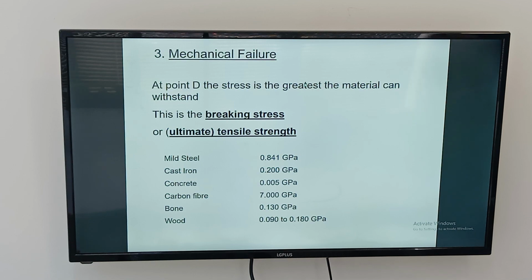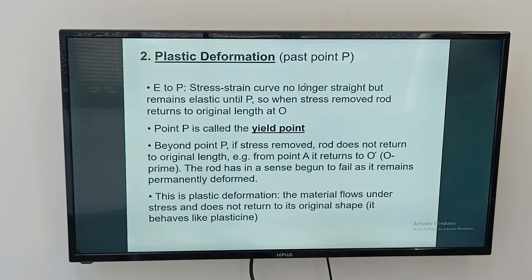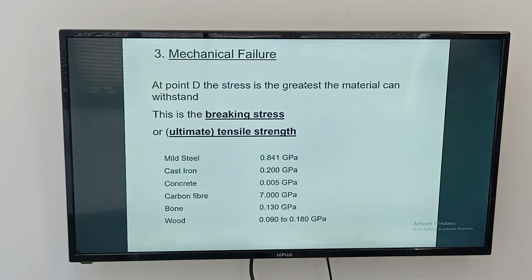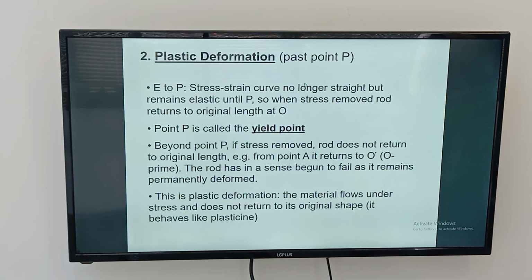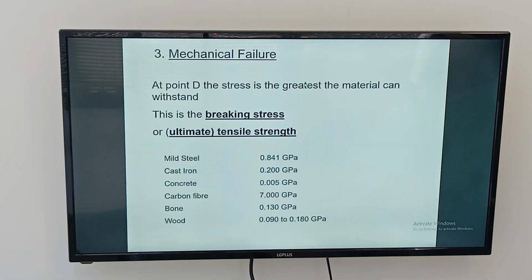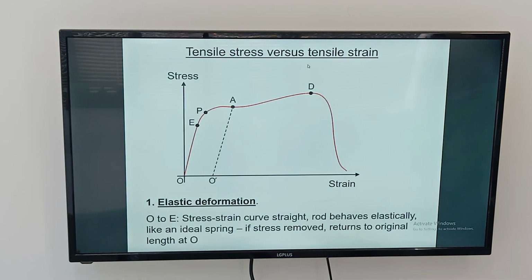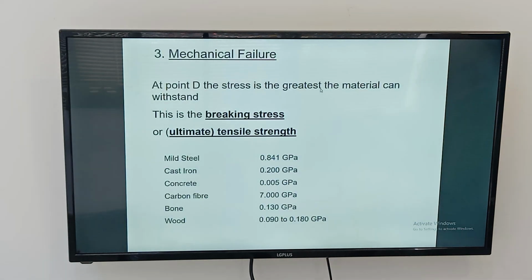The difference between mechanical failure and plastic deformation: in the case of plastic deformation, the rod or the object will still keep its shape, okay? However, it will be deformed. But at the point of mechanical failure, or in the diagram, you can see here, the point D, it will break and will not be just deformed. It will break, and this is called the breaking stress or the ultimate tensile strength.